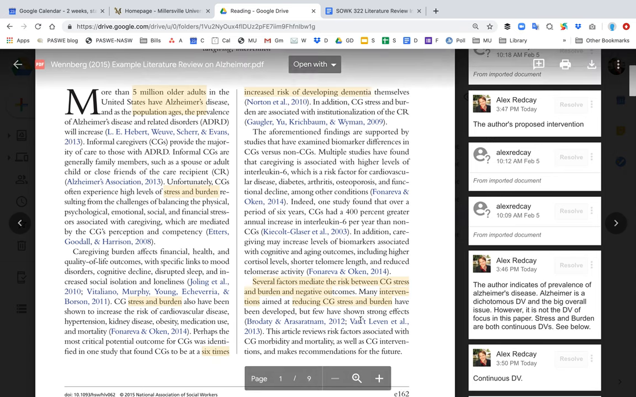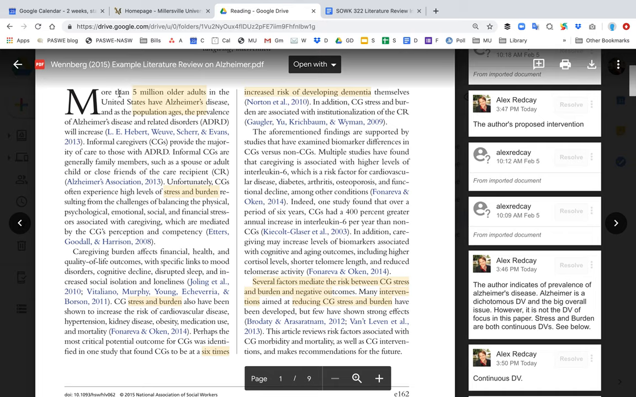Now we're just going to read the introduction. As you see, this introduction is very small. There's not much to it. I want you to pay attention to this opening paragraph very carefully because this is exactly how you're going to write yours. It starts with saying more than 5 million adults have this disease. That is the prevalence of the overarching problem that they want to solve. That is not the specific DV for the paper, okay? And we'll get into that more.